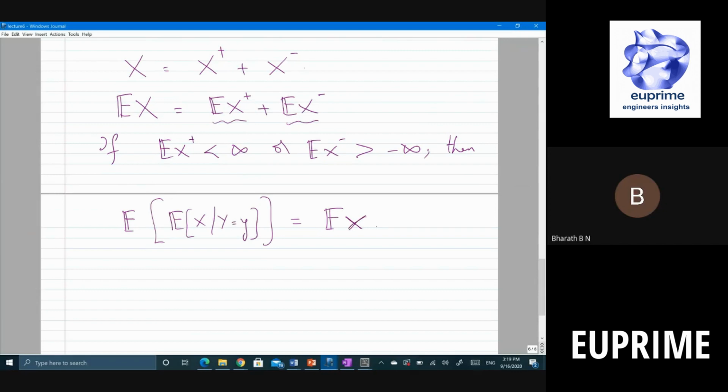But if one of them is infinity, what will happen? Suppose this turned out to be infinity and this turned out to be some 2. So expected value of X plus is infinity. So that means the positive values occur more frequently. As a consequence of which the average is infinity. I mean, the higher values occur with more probability. So the expected value of X plus is infinity. Therefore, we expect that expected value of X is also infinity, not just X plus, right? So therefore, this is infinity. So given Y equal to Y, this conditional will also be infinity, and both turn out to be equal.